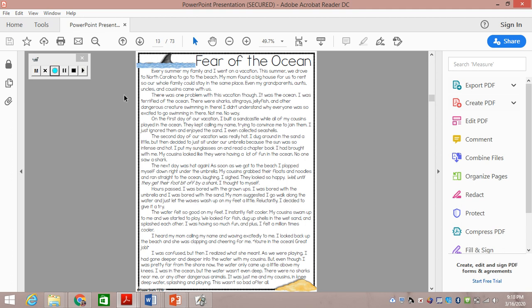Hours passed. I was bored with the grown-ups. I was bored with the umbrella, and I was bored with the sand. My mom suggested that I go along the water and just let the waves wash up on my feet a little. Reluctantly, I decided to give it a try. The water felt so good on my feet, I instantly felt cooler.